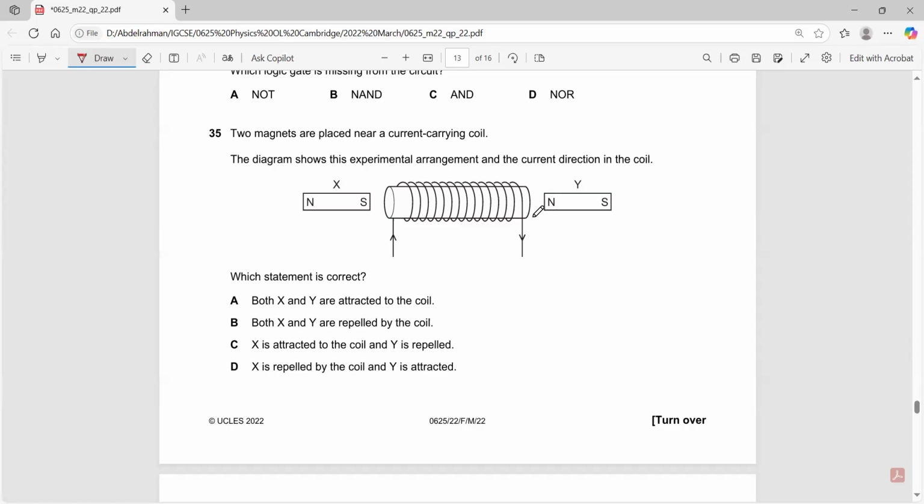If you use the right hand rule grip, the north pole of this solenoid would be on the right hand side and the south pole would be on the left hand side. So this would repel and this would also repel. X and Y are both repelled, again using the right hand rule grip.